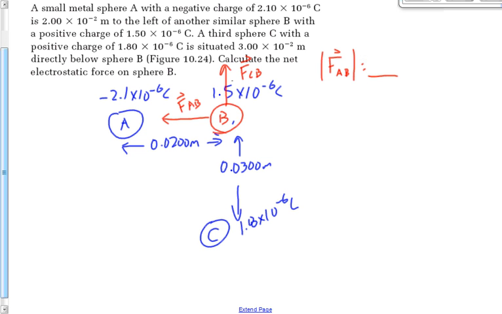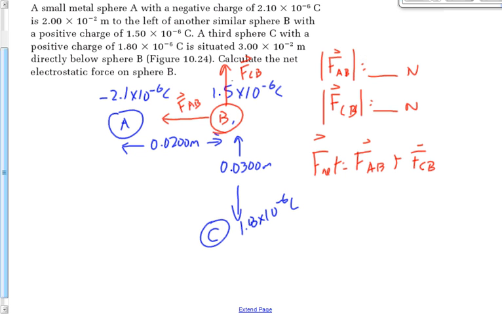kQA QB over r squared. Get that value. Get the value of FCB. And again, that's pretty straightforward. You got all the numbers there. And then what are you going to do? FAB plus FCB, going to add up the forces? Well, we are going to add up the forces, but we're not going to add up the forces like this, because this is a one-dimensional thing, right?